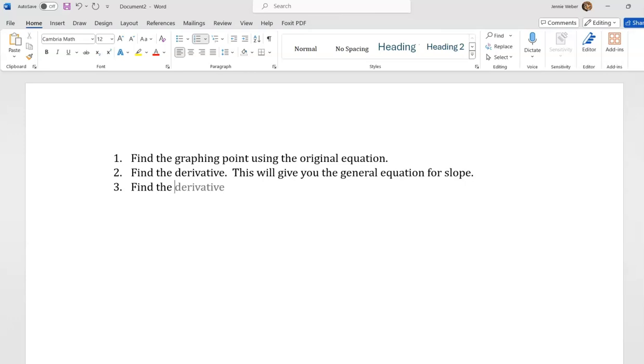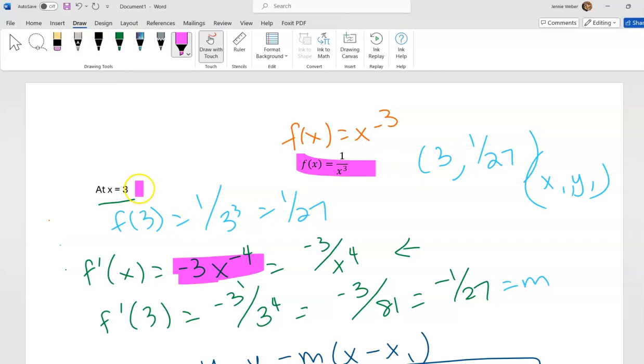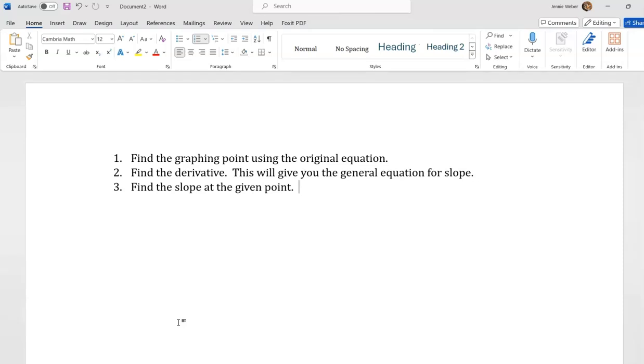Then you are going to find the slope at the given point. So this means to put in the value. In this case, this x equals 3. We put it into our general equation to find the slope at that exact point. Because remember, most of these curves, the slope is changing as the graph goes on. So we want to find that instantaneous slope, what it is at that exact point I want.